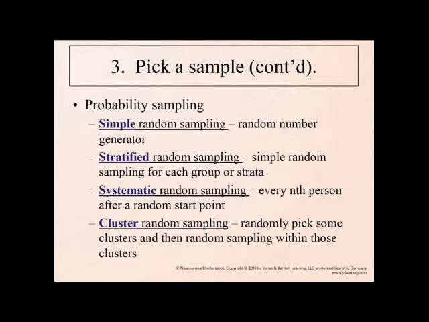And lastly, in terms of probability sampling, is cluster random sampling. Clusters are used when the population that you're looking at is widely distributed geographically. For instance, it could be clusters of schools within a county. So what we do there is we randomly pick just some clusters. Then we do random sampling within each of those clusters.